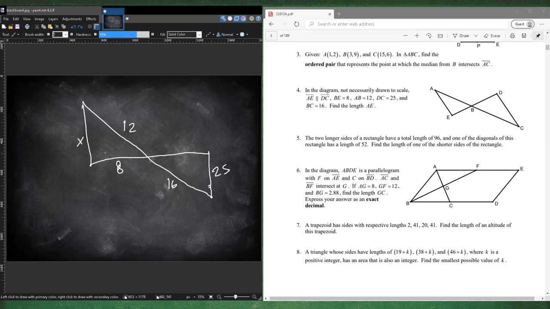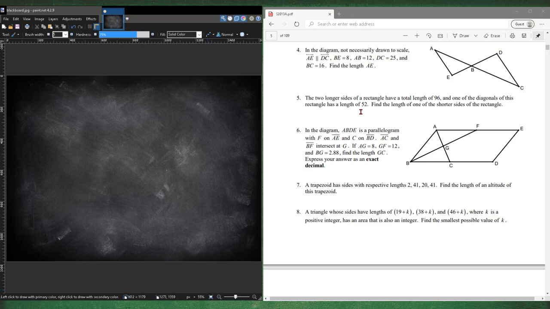Okay. So then we could just use similar triangles. So x divided by 12. Opposite of the x is the 25. Opposite of the 12 is the 16. So x is equal to 12 times 25 over 16. Simplify to a 3. Simplify to a 4. 3 times 25 is 75. Divide by that 4. And that is your answer for number 4. Just really that simple, because it's one of the more reoccurring questions.